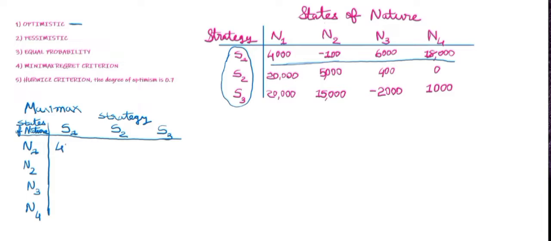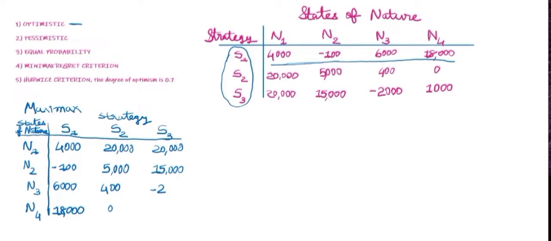Now I'll just write the row values in the column values, which is 4,000, minus 1,000, 6,000, 18,000. Then the second row values will be written in the second column, which will be 20,000, 5,000, 400 and 0. It can be written as strategy or it can be written as course of action. Now the third row in the third column, which is 20,000, 15,000, minus 2,000 and 1,000.